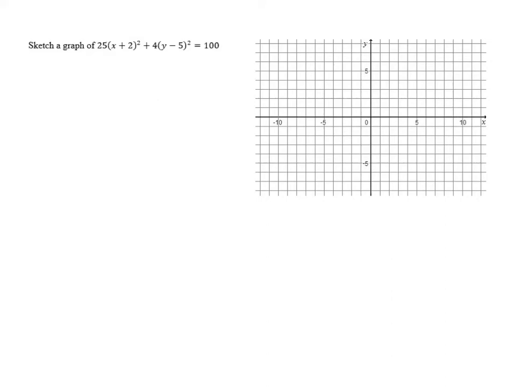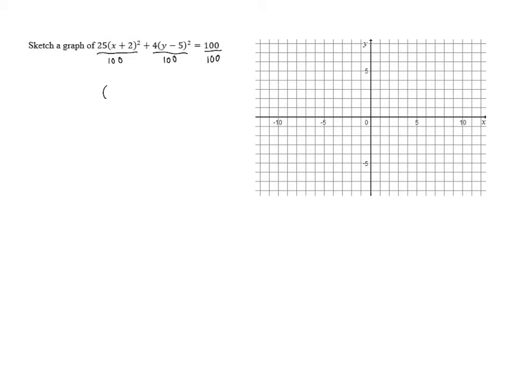Sketch a graph of 25 times the quantity x plus 2 squared plus 4 times the quantity y minus 5 squared equals 100. This looks like it might be an ellipse because we've got positive x squared and y squared terms on the left. However, it's not quite in the right form because we need the constant term to be 1. So what we're going to do is divide both sides by 100 to get this in the proper form.